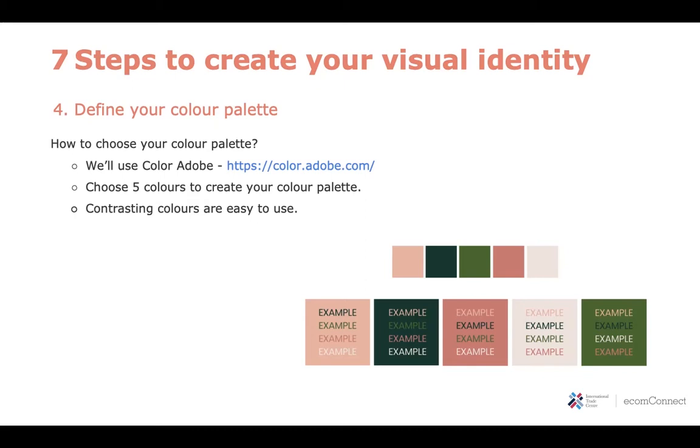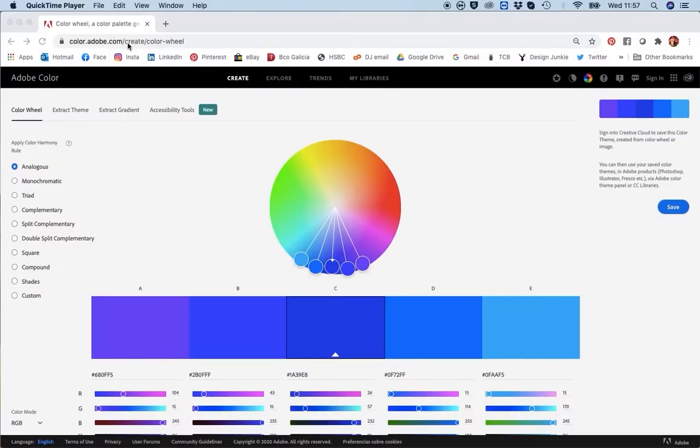So let's dive now into color.adobe.com and I will show you how to use the mood board to create your color palette. This is the screen when going to color.adobe.com. It's free and it's a great tool to find your color palette.